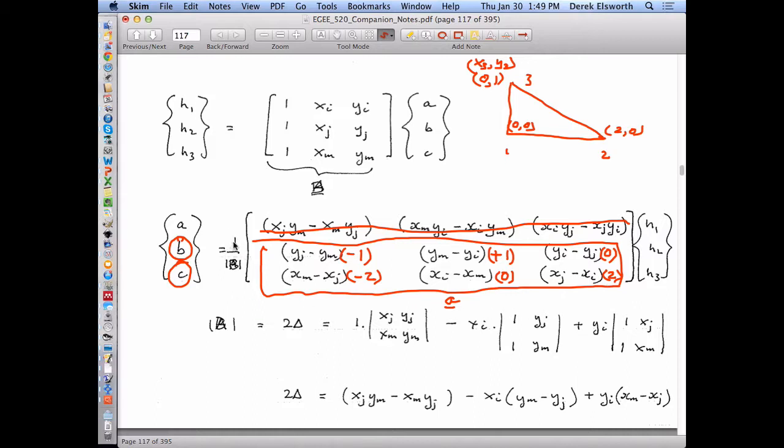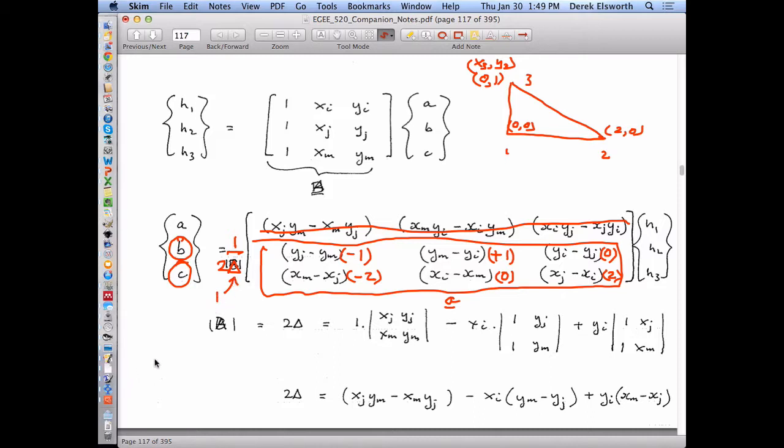You might remember that this term here is 1 over the determinant, but it's also 1 over 2 times the area of the triangle. So the area of the triangle is 2 by 1, so it's a half. So the area of this triangle, 2 by 1 would be 2 total, so half of that is equal to 1. So this delta is equal to 1.